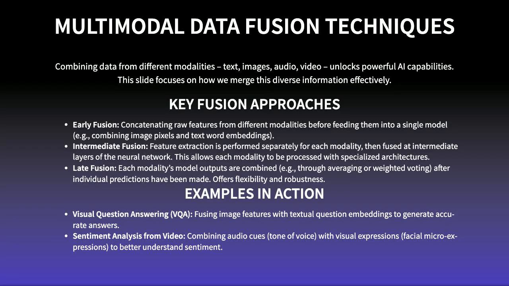Okay, let's talk about how we actually put all these different types of data, text, images, sound, you name it, together in a way that AI can really understand. There are a few main strategies. We could start by combining everything at the very beginning, like stacking all the raw image pixels and words into one big blob before feeding them to our model. That's called early fusion. Alternatively, we might let each modality process its data separately with its own specialized architecture and then bring those results together later on. That's intermediate fusion. Finally, we could have each modality create its own prediction and then combine those predictions at the end, like averaging them out.